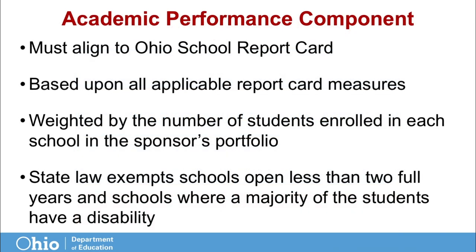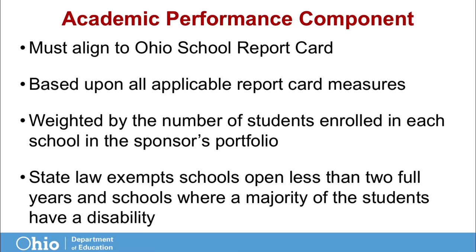Let's now focus on the academic performance component. The academic performance component score must align to the Ohio School Report Cards and is based upon all applicable report card measures prescribed for the state report cards under Ohio Revised Code 3302.03 for community schools operating as traditional school districts, or Ohio Revised Code 3314.017 for schools with designated dropout prevention and recovery programs. The academic performance component is also weighted by the number of students enrolled in each school in the sponsor's portfolio.